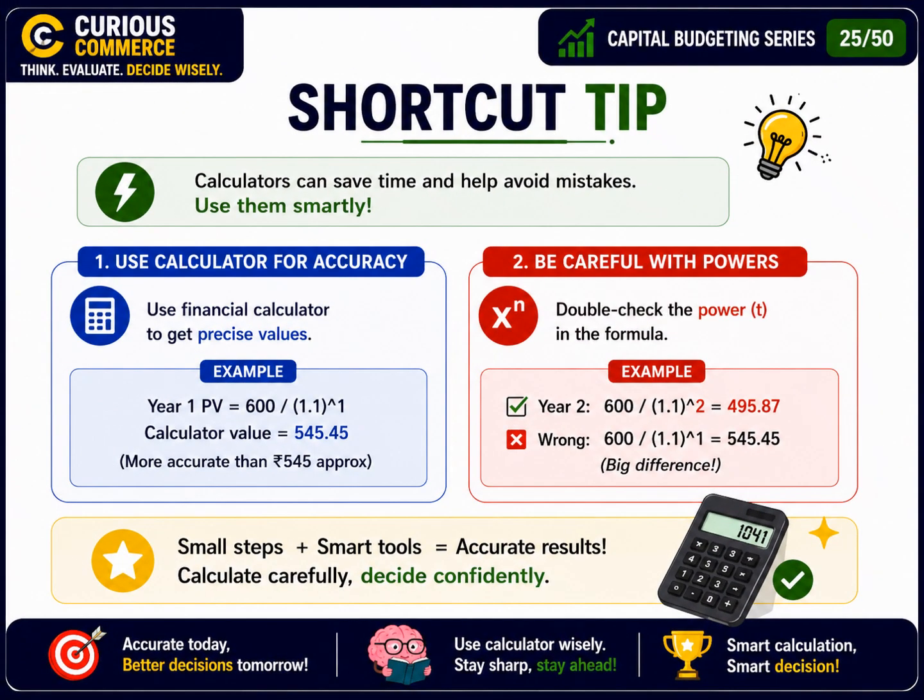Use the calculator carefully. It is very important. Most mistakes happen in powers, decimal calculation, and wrong discounting factors. Students often type 1.1 into 2 instead of 1.1 squared. That gives a wrong answer. So always check the powers properly. Also write each step separately in exams. Step by step presentation gives better marks and avoids confusion.